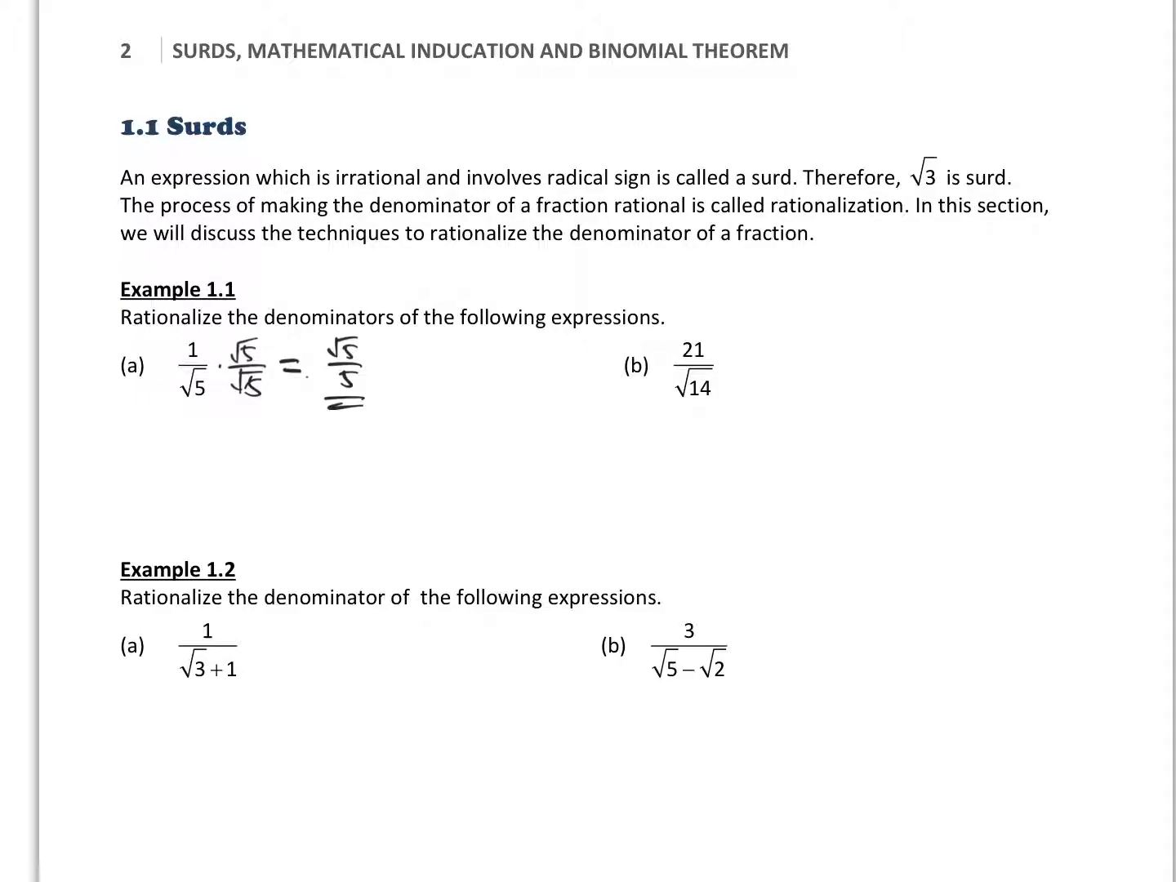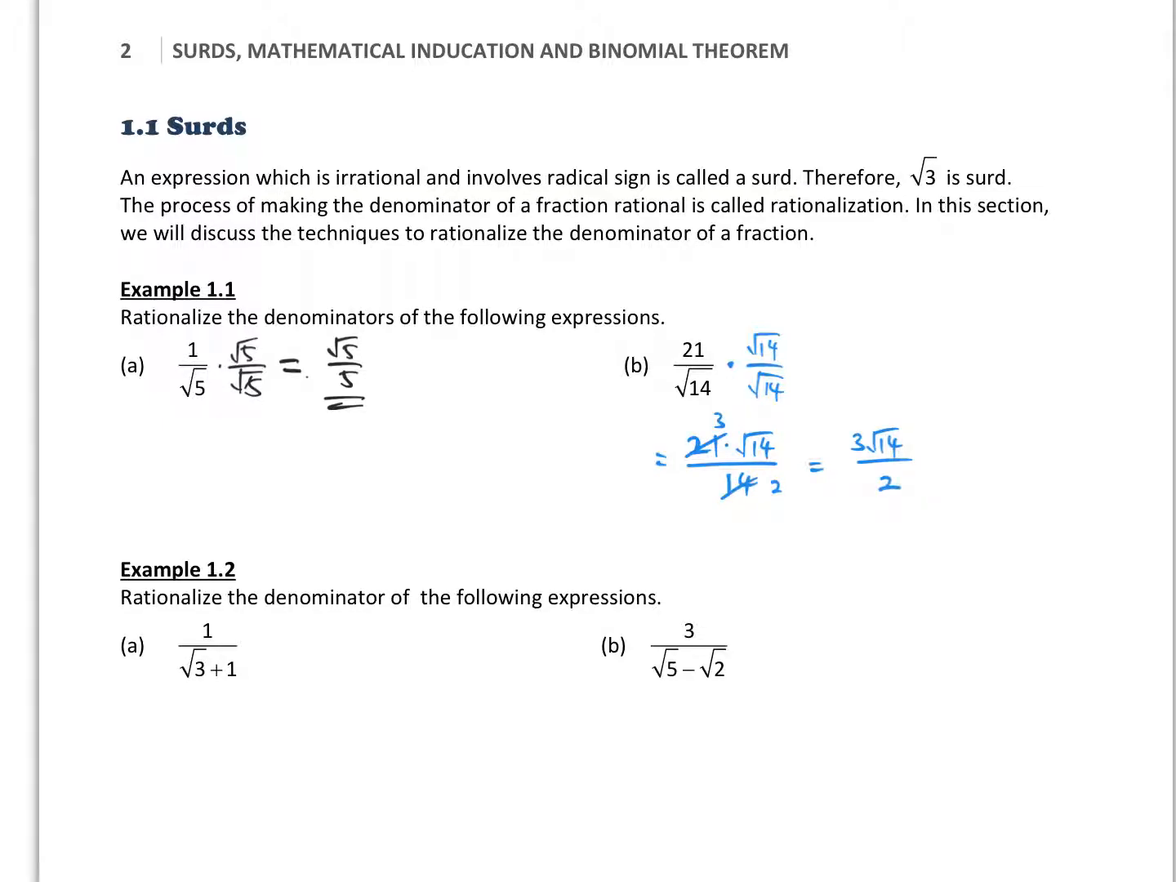Example 1.1b, you can also use a similar idea. For example, I need to do the rationalization. I can multiply by root 14 over root 14. Then the denominator becomes 14 and the numerator is 21 times root 14. Remember, you need to do the simplification. Divide by 7, so this is 2 and this is 3. So the final answer is 3 root 14 over 2.